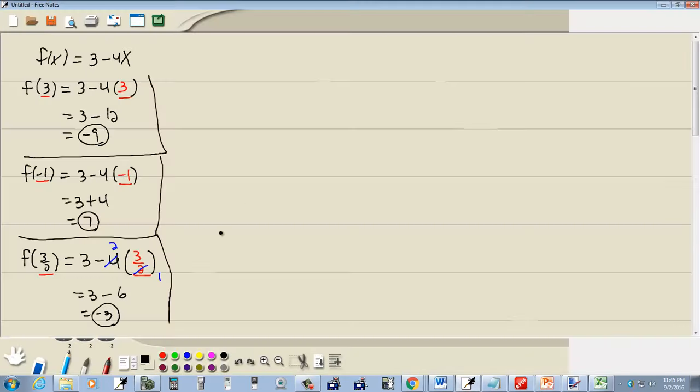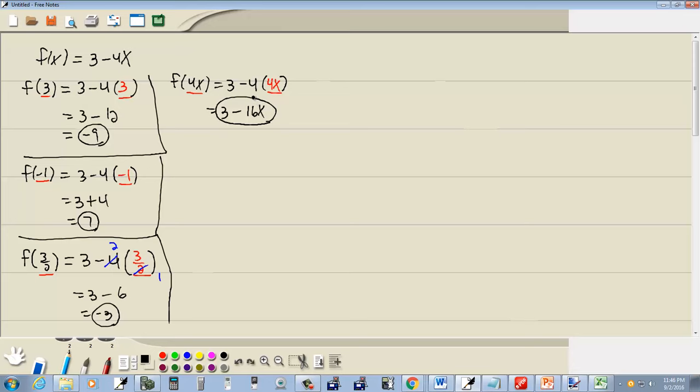Next one is f of 4x. So we're again evaluating the function, so we're going to go through and replace our x with parentheses. So we've got 3 minus 4 times a set of parentheses. Whatever's inside the parentheses right here is automatically what's going to go here, so put in 4x. So we got 3 minus 4 times 4 gives us 16x, and that's our answer.